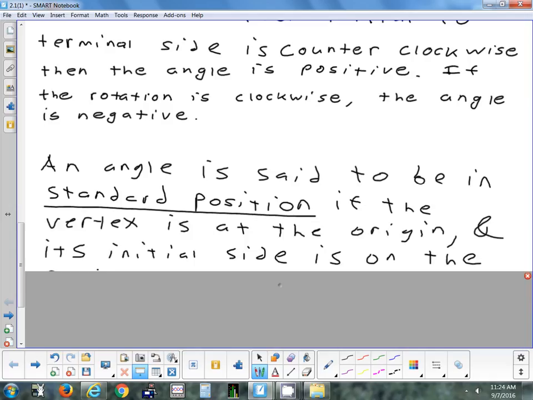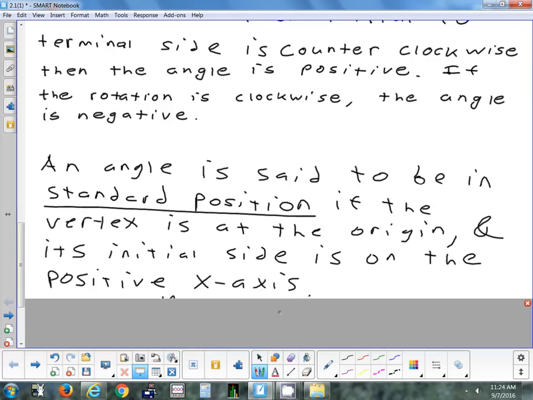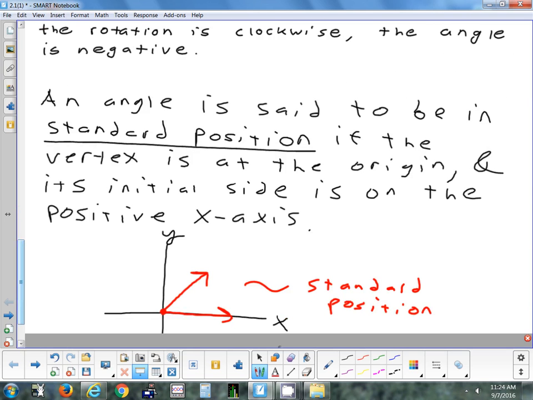Two things have to happen for an angle to be in standard position. First, when you draw it, your vertex is at the origin. Second, the initial side is on the positive x-axis. So vertex at the origin, initial side on the positive x-axis. If I ask you to sketch an angle in standard position, that's what it means. And down below, this angle in red is a diagram of an angle in standard position.